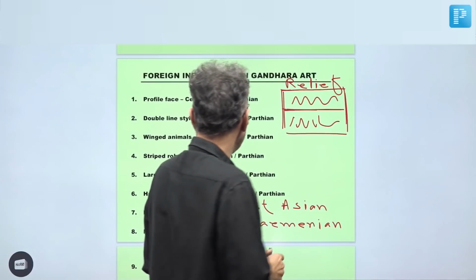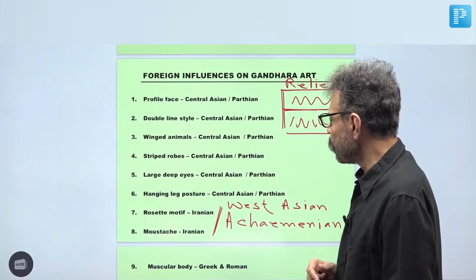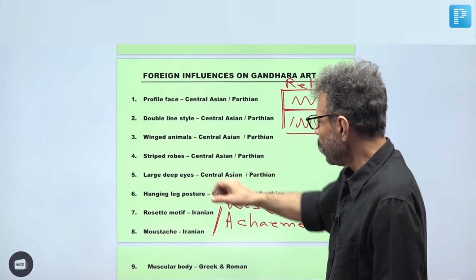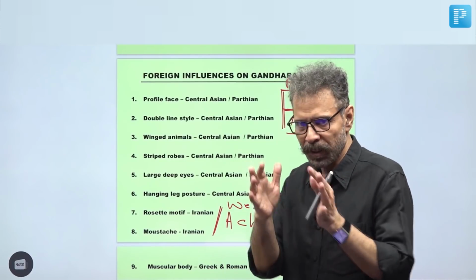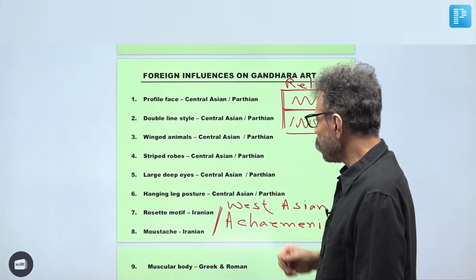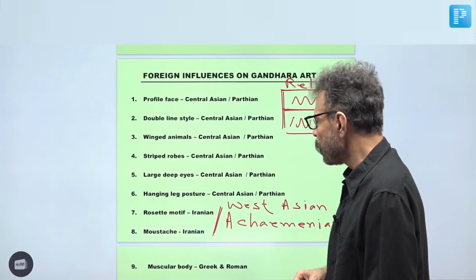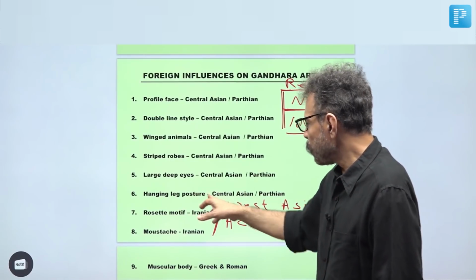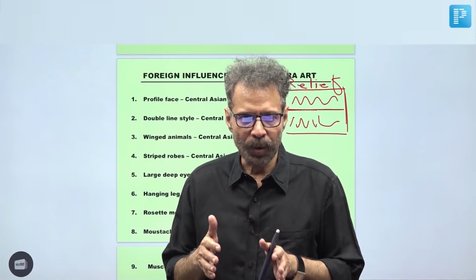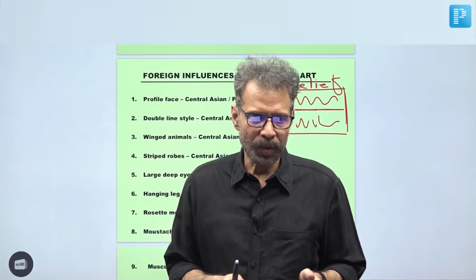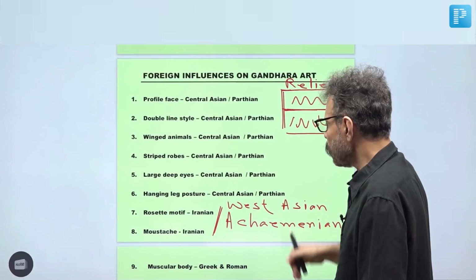Winged animals. Winged animals were not depicted in Indian art in ancient times. This is Central Asian Parthian. Striped robes. Robes characterized by stripes, and robes refers to the garment. This is also Central Asian Parthian. Large deep eyes, Central Asian Parthian. Hanging leg posture, Central Asian and Parthian. Hanging leg posture is a sitting posture in which one leg is not on the ground. So one leg is on the ground and one leg is hanging. This is Central Asian Parthian.